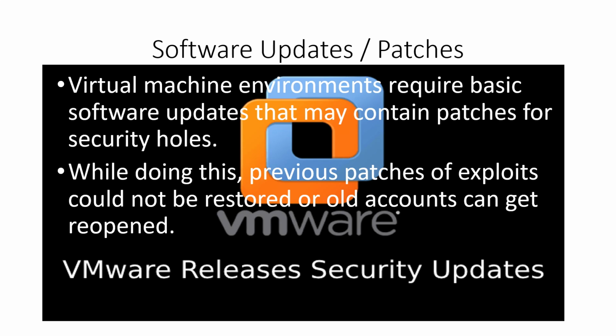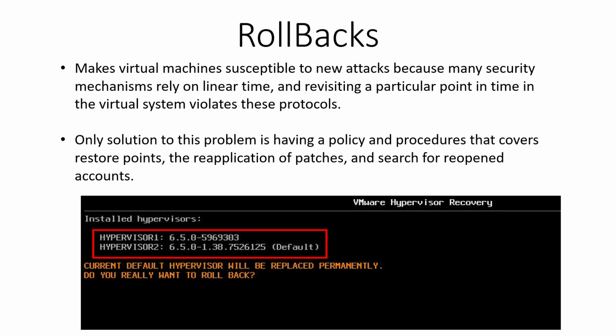Just like every other computerized system, virtual machine environments require basic software updates that may contain patches for security holes. Because of this, virtual machines have implemented rollbacks and restore points, where the administrator can restore the system to a previous state if the system suddenly crashes or becomes hacked. While doing this, previous patches of exploits cannot be restored or old accounts can get reopened.